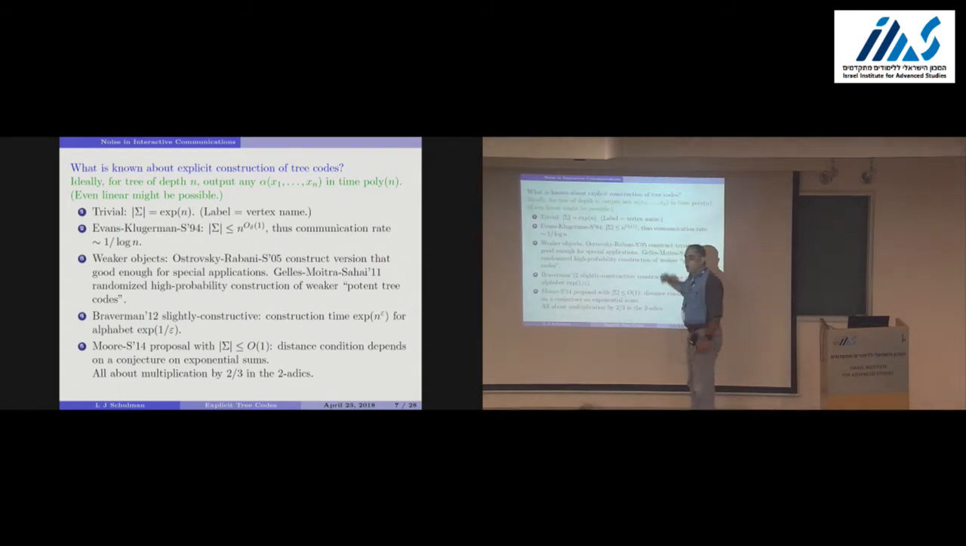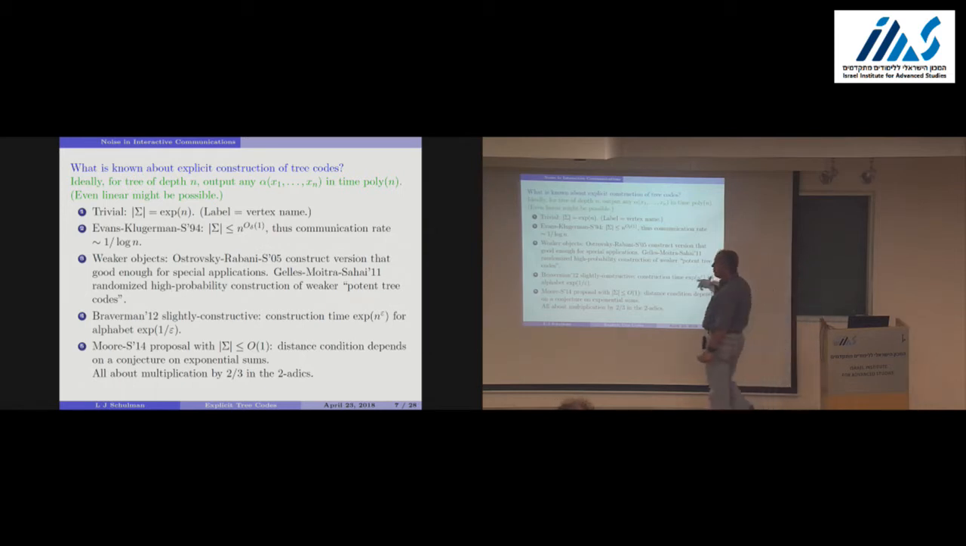So now let's say, what do we know about tree codes? Okay. So it's trivial and basically useless to get a tree code if you allow a huge alphabet. You could just label every vertex with its whole address, and then once two paths have split, they're never going to use the same addresses anymore.